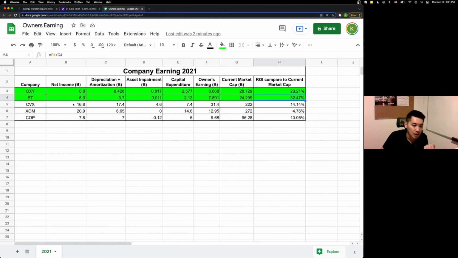The other 3: CVX is 14%, which is still reasonable for me at this point. But ExxonMobil is 4%, I wouldn't go into that. COP, I wouldn't go into that. Just by looking at this, I think the top 3 is way better. But now, if I have more money at this point, I would definitely go into ET. So yeah, anyway, this is all I have for today.